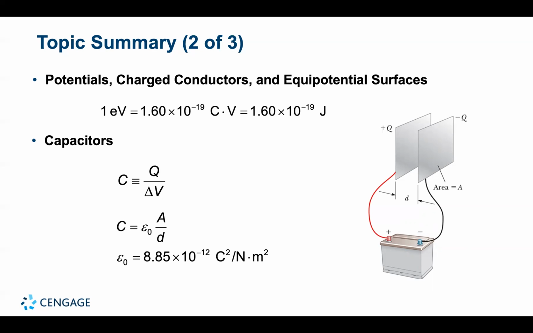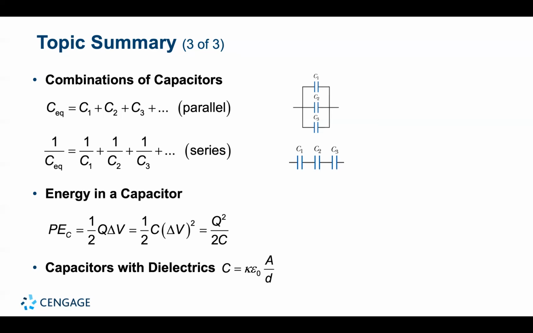For capacitors, a capacitor consists of 2 metal plates with charges that are equal in magnitude but opposite in sign. The capacitance C of a capacitor is the ratio of the magnitude of the charge Q on either plate to the magnitude of the potential difference, delta V, between them. Capacitance has units of coulomb per volt, or farads. The capacitance of a parallel plate capacitor is given by the equation, where epsilon naught is a constant called the permittivity of free space. And for combinations of capacitors, the equivalent capacitance of a parallel combination and a series combination can be found using the equations shown. So parallel, they add. Series, you have to do 1 over each one of them. Those add in that manner.